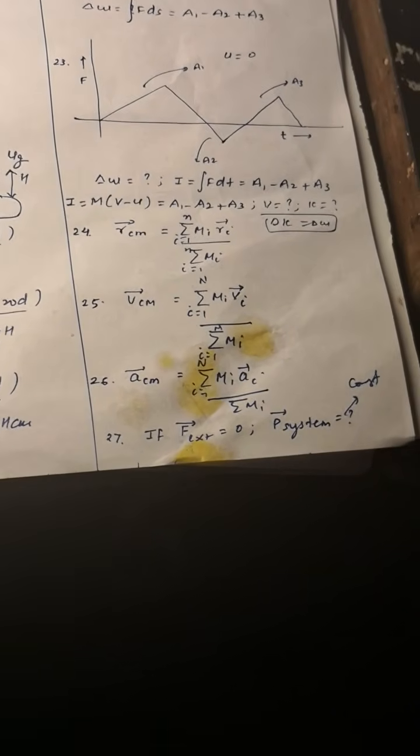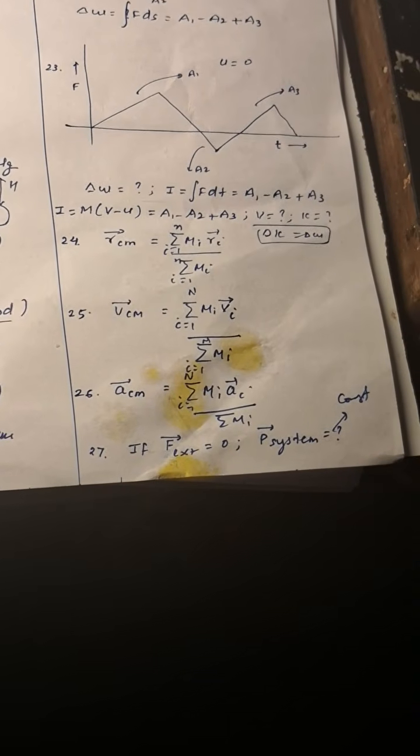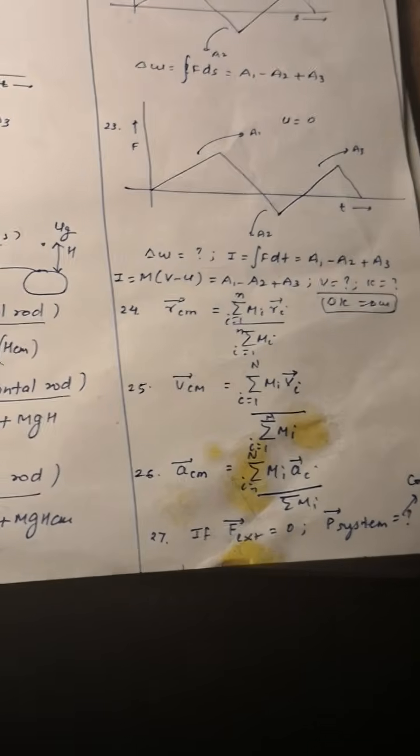If the bodies are continuous, you need to use integration instead of the sigma. So this is how you can calculate these things. Next, there is one important question: if the external force on a system is zero, then linear momentum remains constant. This is called the law of conservation of linear momentum for a system. So this is how we can explain the very basic things related to this topic.